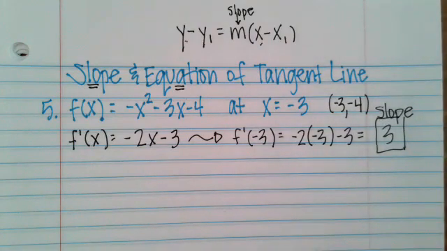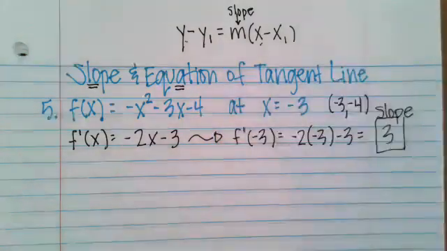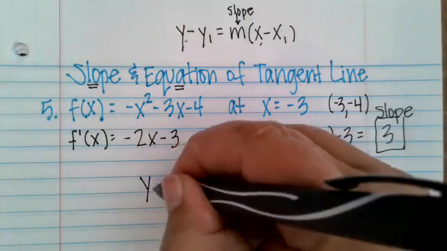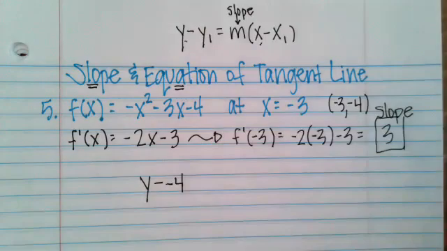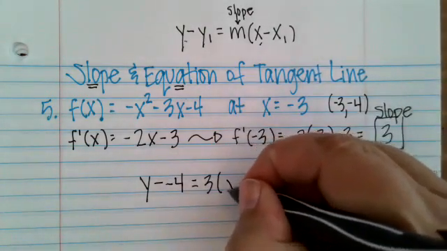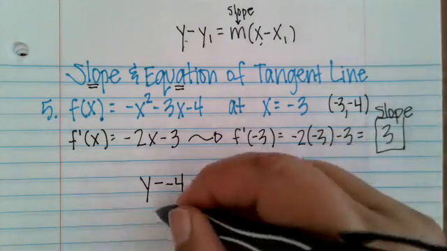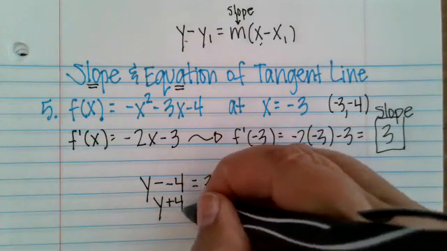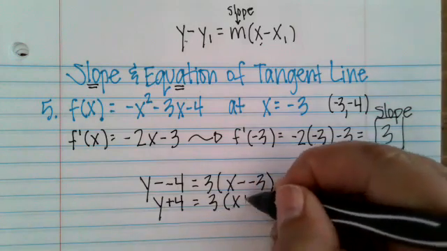So I would get the point negative 3, negative 4. Okay, and then I have everything I need to use this formula right up here. And so I'm just going to plug it in. I'm going to do y minus y1, which would be negative 4. That's going to turn into a plus, equals m times x minus x1. And then that's really y plus 4 equals 3 times x plus 3.